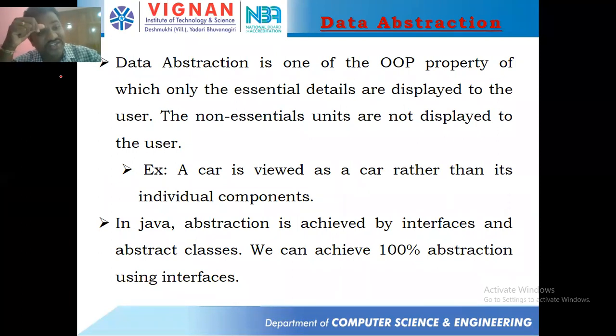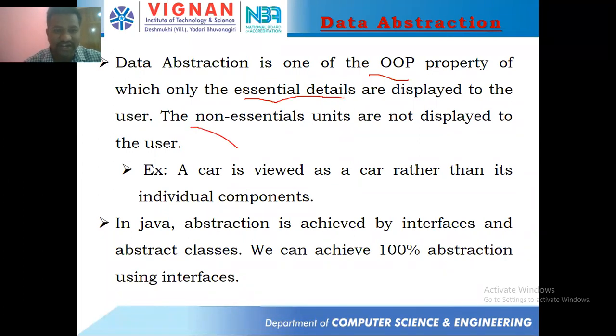This data abstraction can be achieved in different ways. One is with the help of abstract classes and interfaces. The other one is by using the private access specifier, where we go with the data hiding concept. So data abstraction is one of the object-oriented programming principles which shows only essential details.